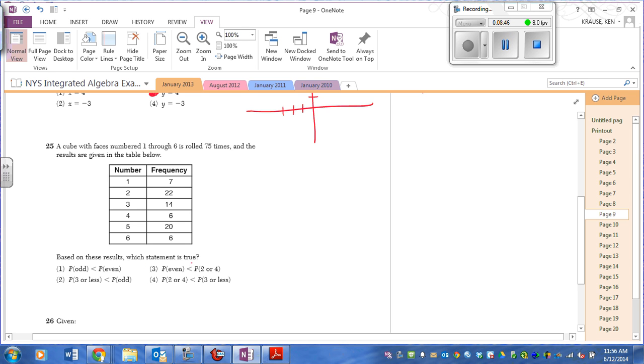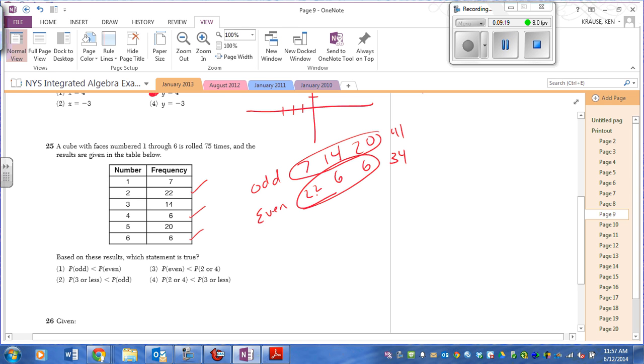Based on these results, which probability is true? Okay, so this one has the highest probability. This one has the lowest. These two can equal. So the probability of odd. Oops, odd. So we're going to do a little adding. 7, 14, 20. That's 22, 6, 6. This is 41. This is 34.